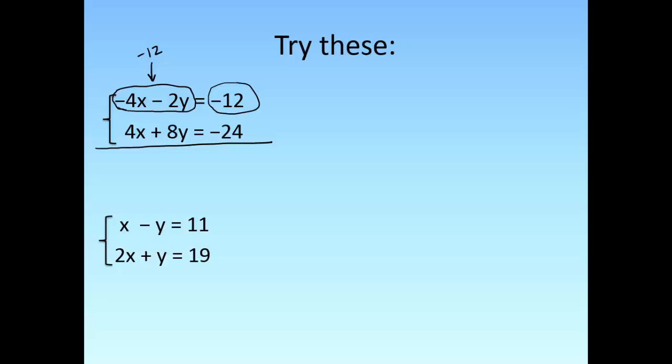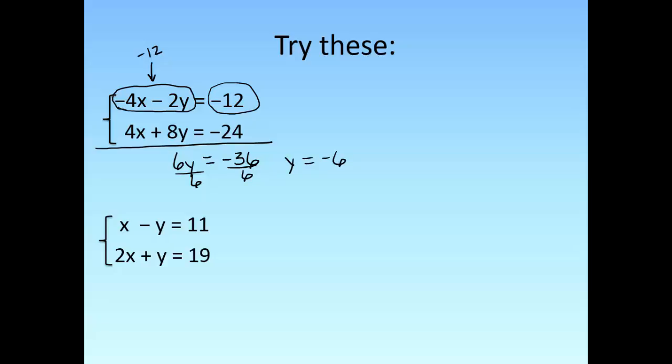So as we add like terms, negative 4x plus 4x is 0, so we eliminate the x's. Negative 2y plus 8y is 6y, and negative 12 plus negative 24 is negative 36. Now solve for that y. So I'm going to divide by 6, and y is equal to negative 6.